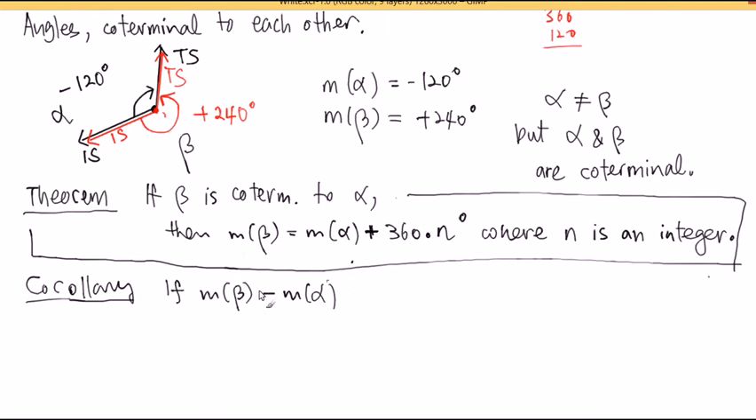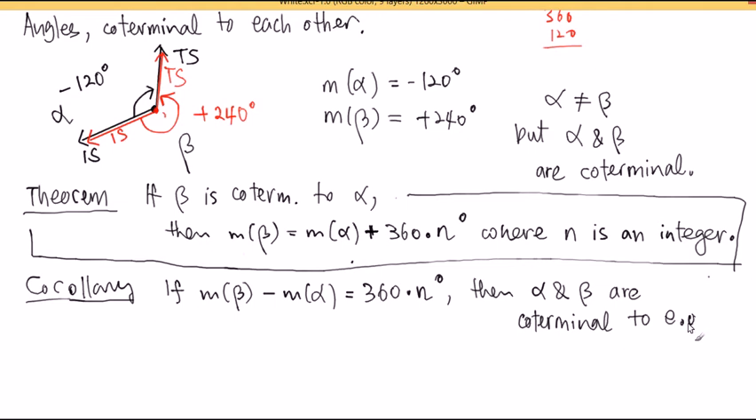If you subtract these two measures of an angle, and this turns out to be an integer multiple of 360, if that's so, then you can conclude what? What about alpha and beta? Alpha and beta are coterminal to each other, right? So you're going to use this.